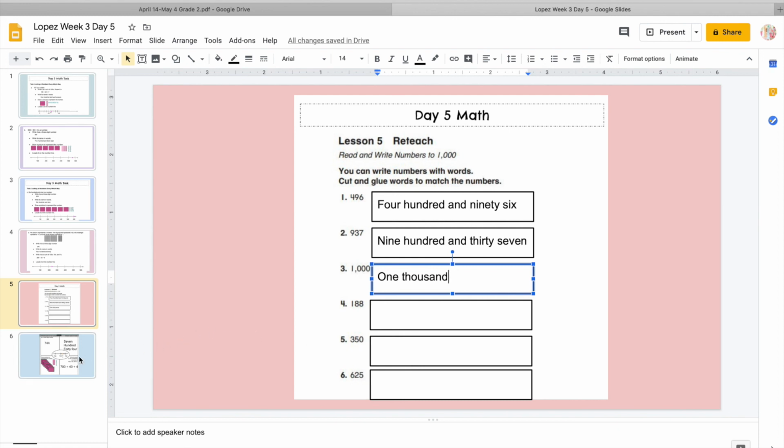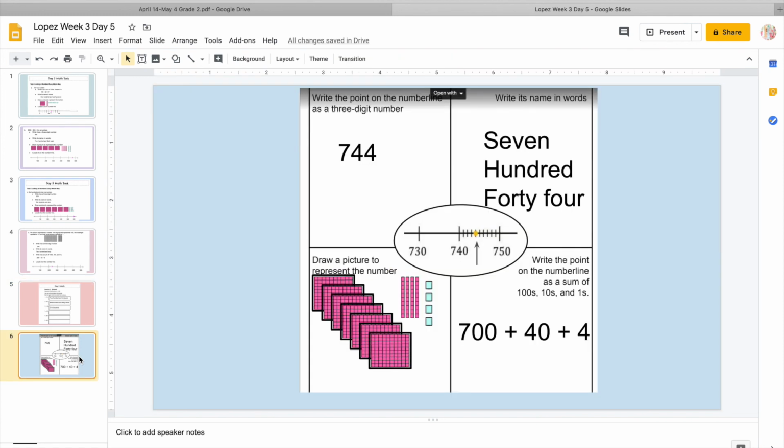And then we're going to move on to the last part of our math today, which is the fluency practice. And again, it's where we're showing multiple ways to solve a problem. Here, the problem is giving us a number line, and it has plotted a point. And so I'm assuming that we have to determine what the number is and then showing the number in multiple ways. Let's read the instructions. It's asking us to write the point on the number line as a 3-digit number. Okay, writing it as a 3-digit number is going to be in standard form.